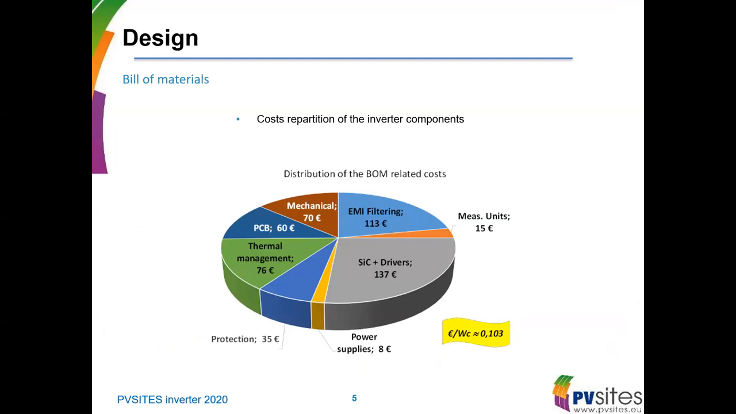Here is just a bill of material and the repartition of the cost of this type of inverter. The main part of the cost is on the silicon carbide semiconductor and their driver, but also on EMI filtering. That is a DC and AC inductor, a DC and AC capacitor for common mode and also differential mode. So what to conclude, in fact, the cost per watt is about 10 cents.